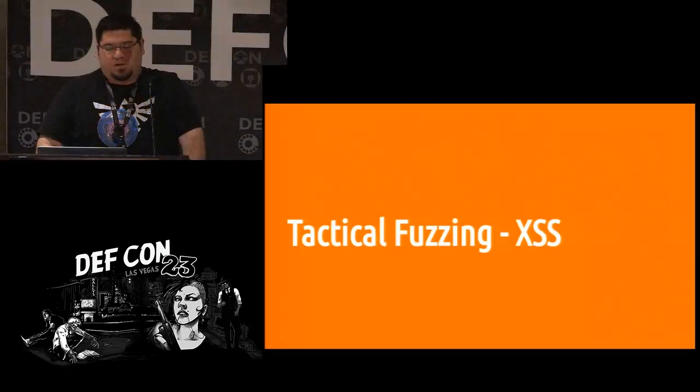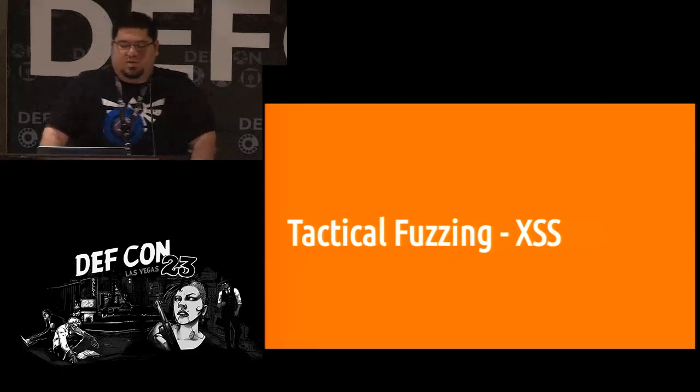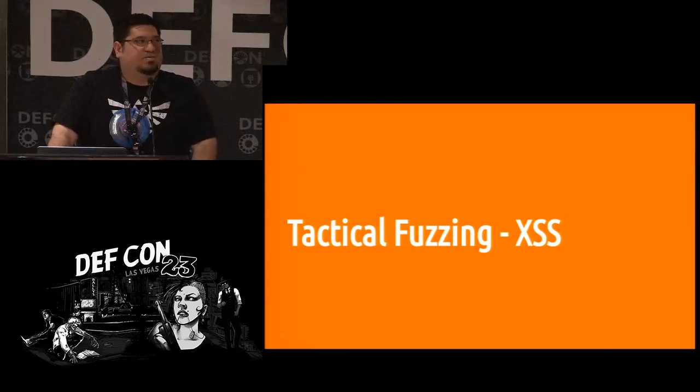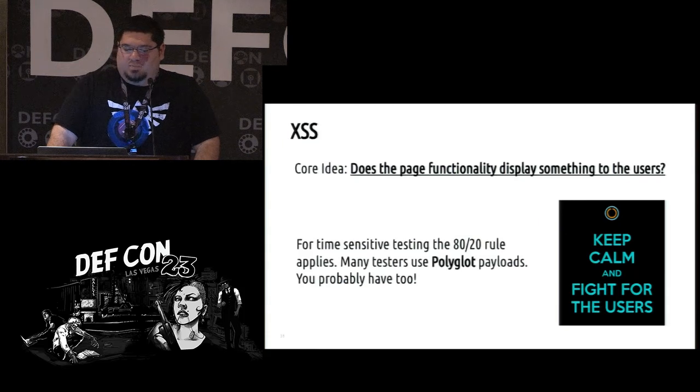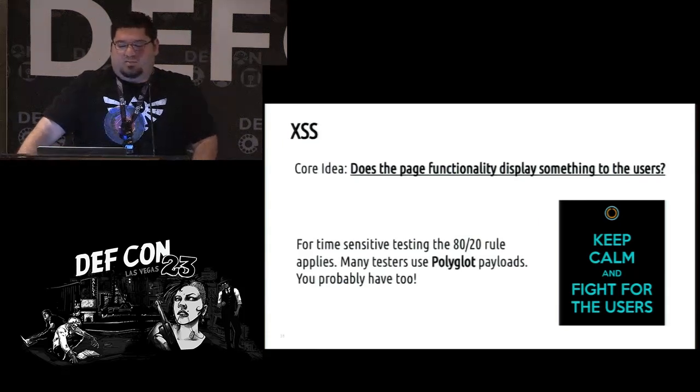So the big part of this one is actually tactical fuzzing. I go through a couple different injection types or vulnerability types here. And so we're going to talk about cross-site scripting and some research that some really cool people have done. The core idea of cross-site scripting: does the page functionality display something to the users? That's kind of the question I ask myself. Can I get reflections somehow with JavaScript?